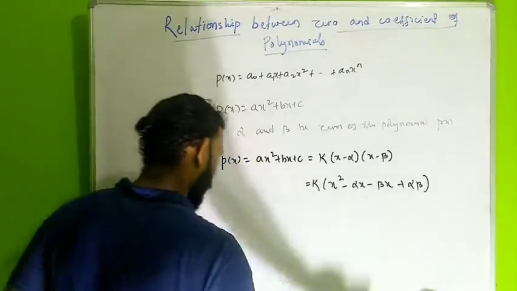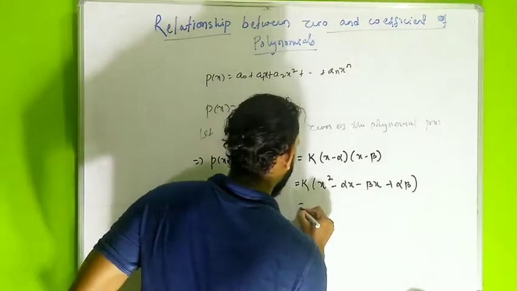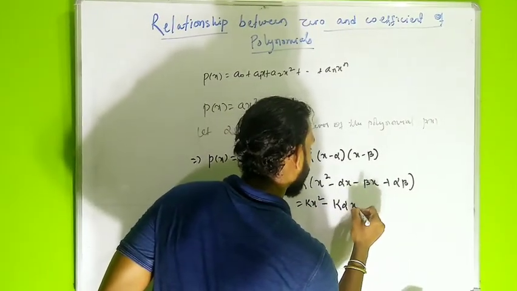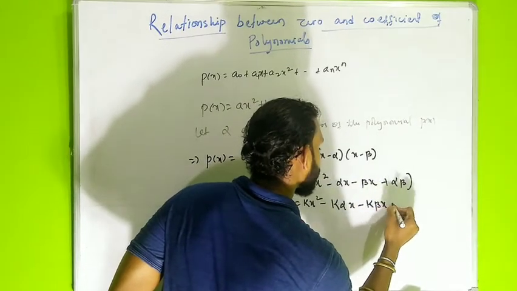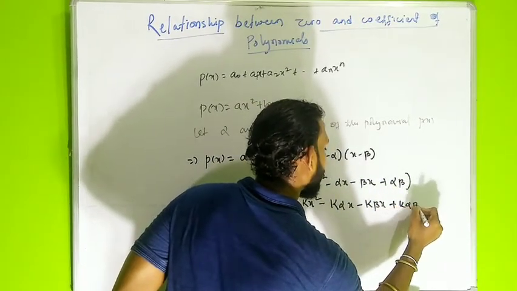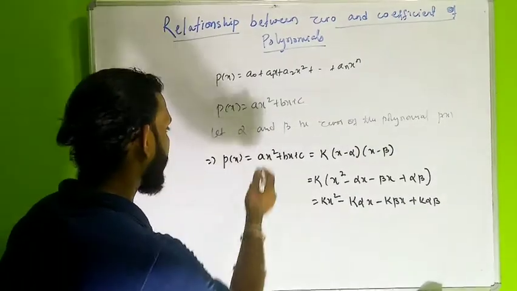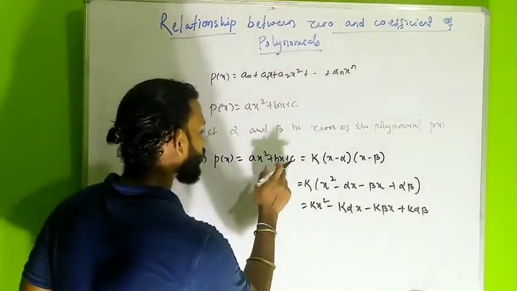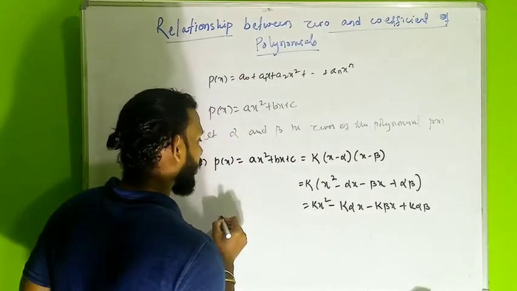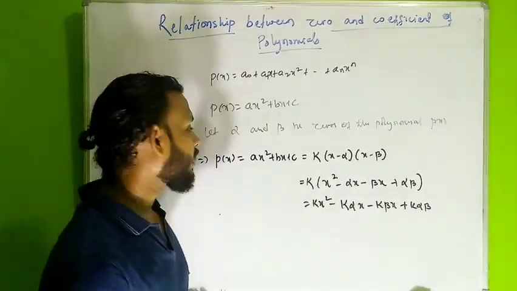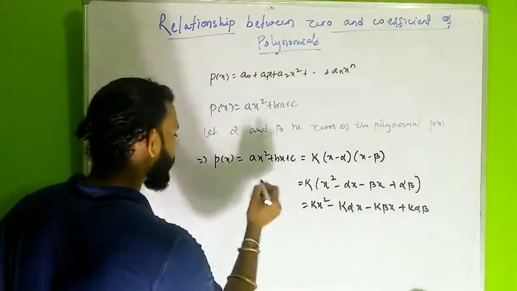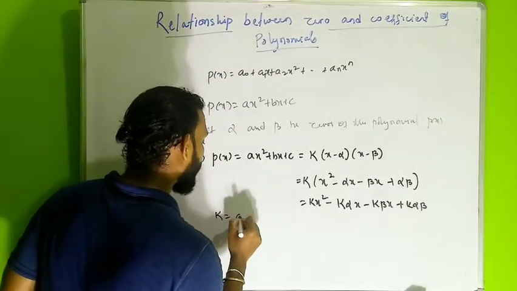So this is equals to kx square minus k alpha x minus k beta x plus k alpha beta. Okay, so if I just equate these two equations, you can see the two equations will be equal if the coefficient of x square is equals to the coefficient of x square in the second equation, and likewise, so I will be saying k is equals to a.